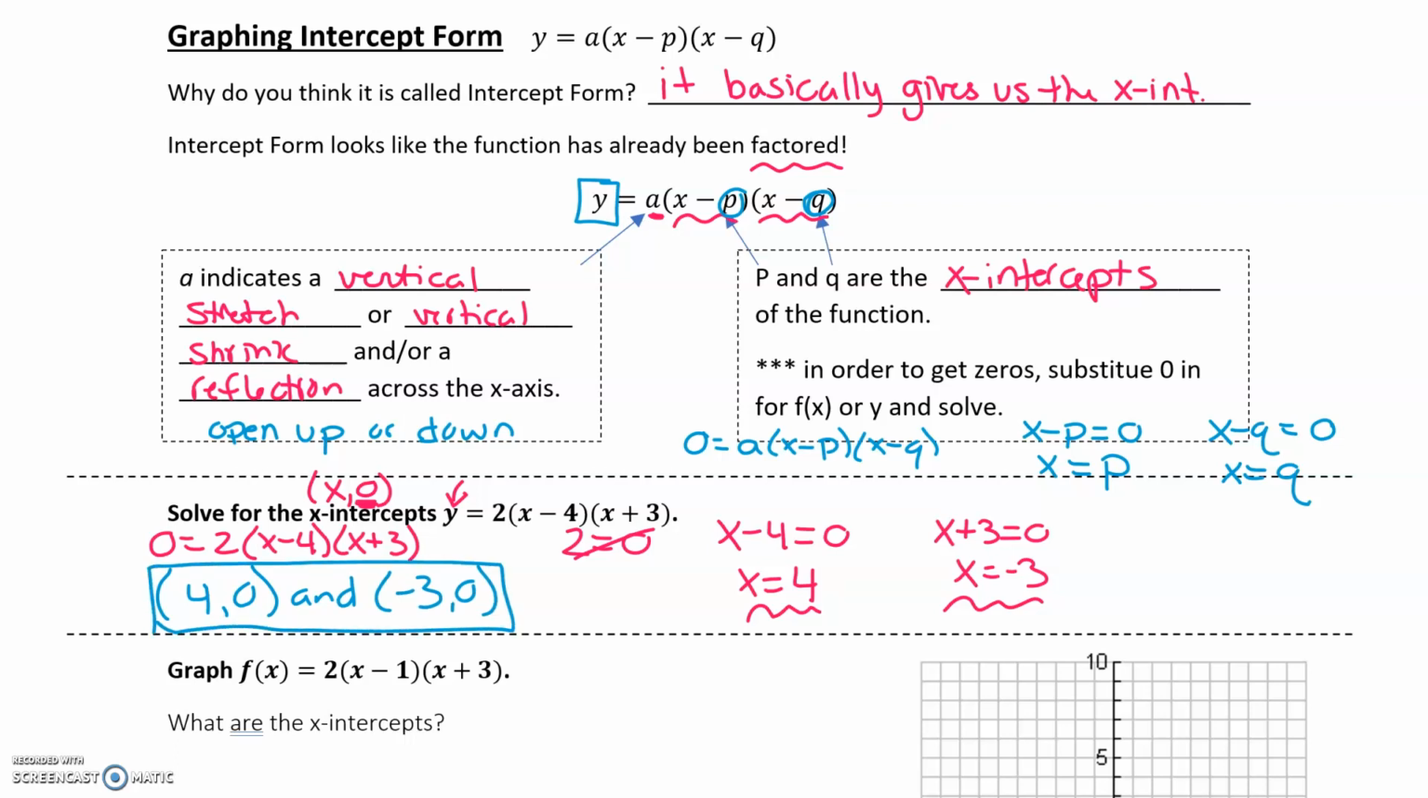So let's compare those to our equation. Here it says a minus 4, and my x-intercept came out to be a positive 4. This one said a positive 3, and my x-intercept actually came out to be a negative 3.